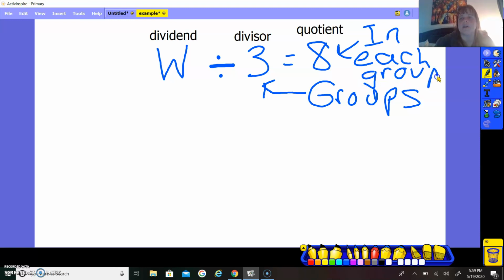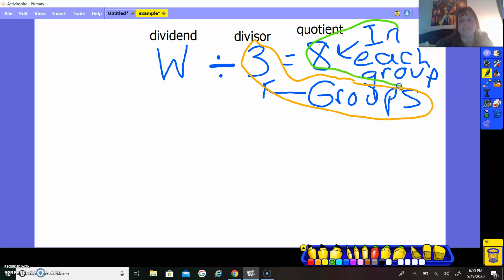So let me get a different color to separate those two out. All right, I want to get this orange color. Okay, so this is the groups. And then this is so much fun to write on. Touchscreen is the best. And this is how many is in each group. Now, we don't know how much we're divvying up yet. We don't know our total amount, but let's work backwards.